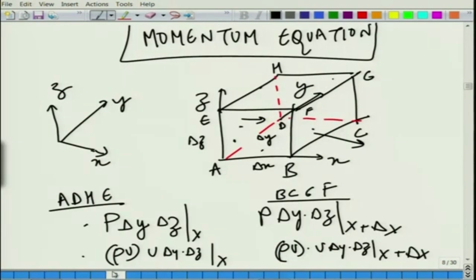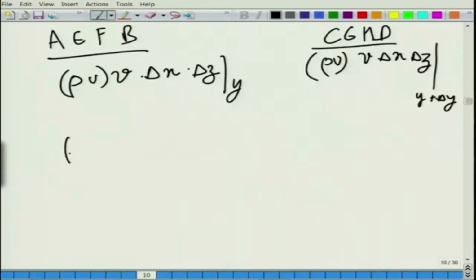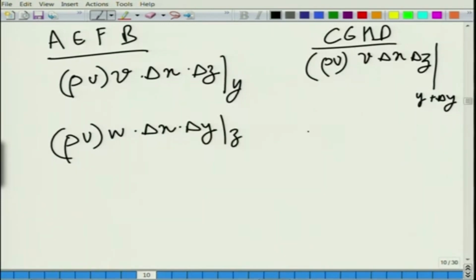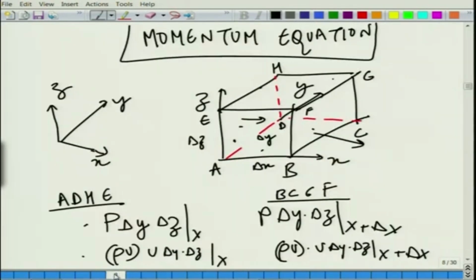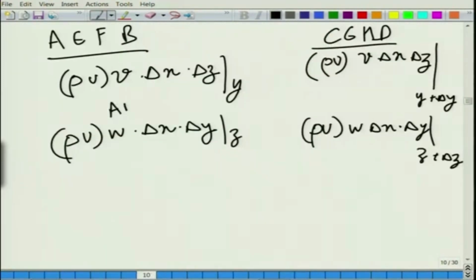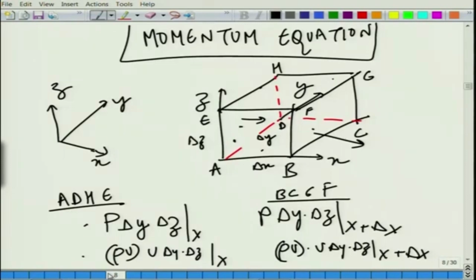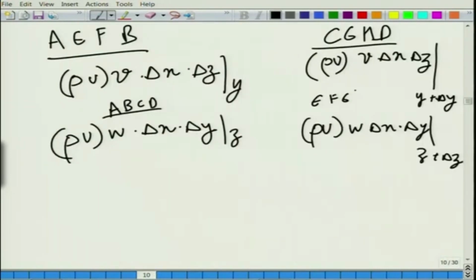Similarly, the force due to the momentum influx through the top faces is basically rho times u, this component will always be there, now w, and now you have your delta x and delta y. So, this will be your z, and rho u times w into delta x into delta y at z plus delta z. So, the face for the bottom term is A, B, C, D, isn't it? And the top face is your E, F, G, H.